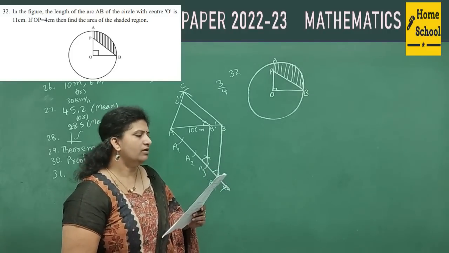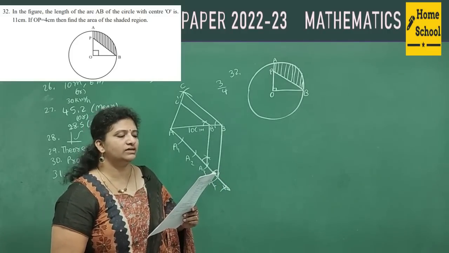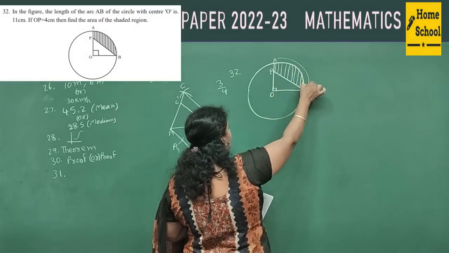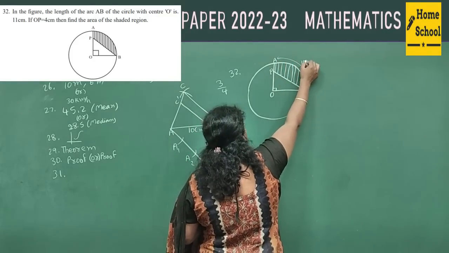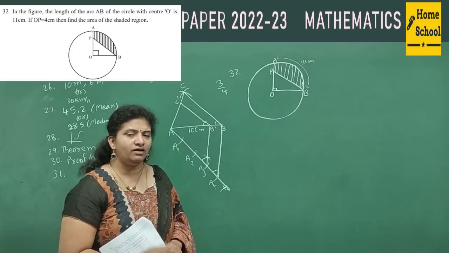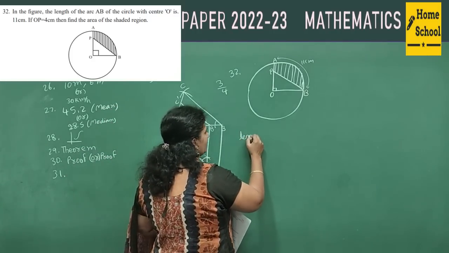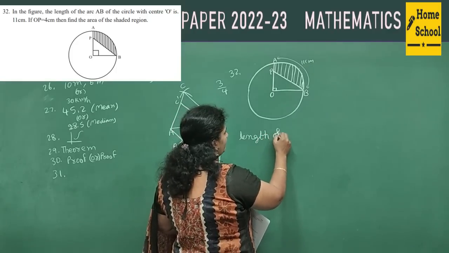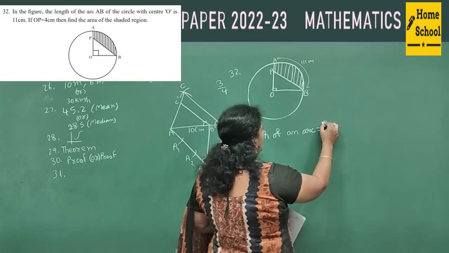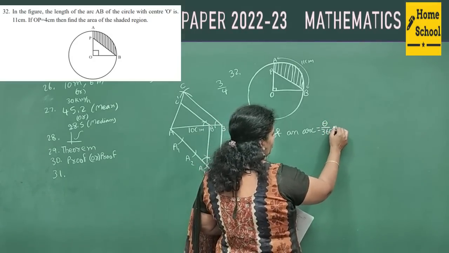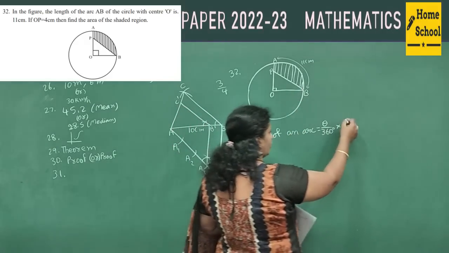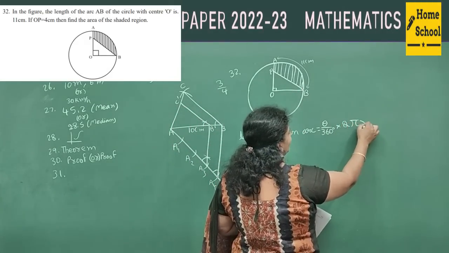In the figure, the length of the arc AB of the circle with center O is 11 centimeters. See here children, from here to here arc given, how much it is? 11 centimeter it says. Length of the arc, do you remember a formula? Yes. What is that? Length of an arc is equal to theta by 360 degree into, where is arc? Arc is in the circumference of a circle. So what formula you are going to remember? Into 2 pi r, that's it.